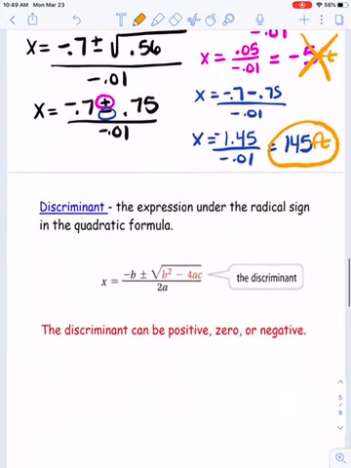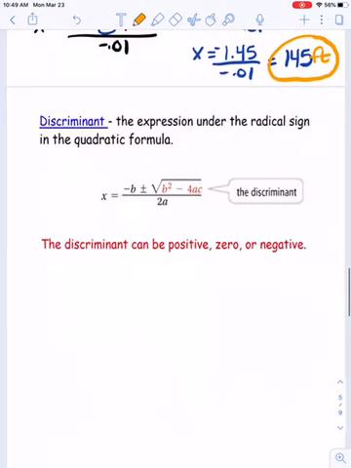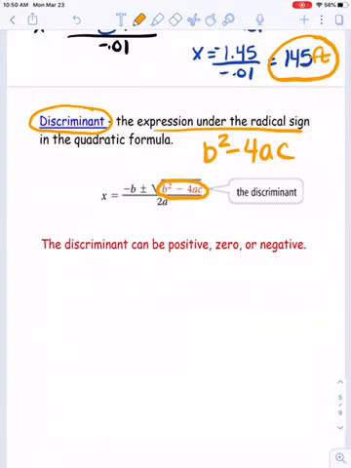All right, just a few other things, or some vocab. One word that you're going to hear probably quite a bit is this word, the discriminant. And this is just the expression under the radical sign in the quadratic formula. So just this b squared minus 4ac part. That right there is a discriminant. Not the square root, just what's underneath. The discriminant can obviously be positive, negative, or it could be 0. And we use the discriminant to determine how many solutions we have.